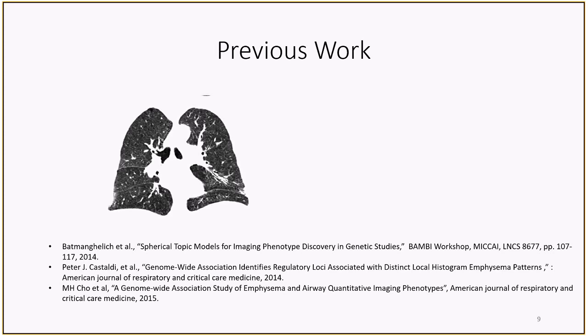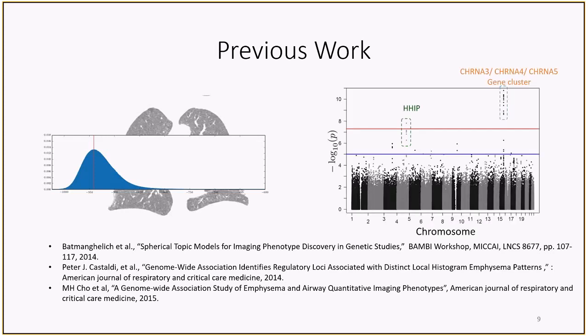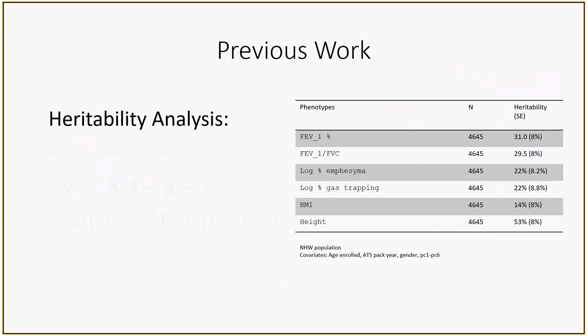from the image? There are a few works on this. For example, we show that even using the simplest imaging information, which is a histogram of the entire lung acquired from CT scan, basically a histogram of the Hounsfield unit, we can perform genetic association and find genetic markers in loci that have been replicated, related to COPD. We can also perform heritability analysis.